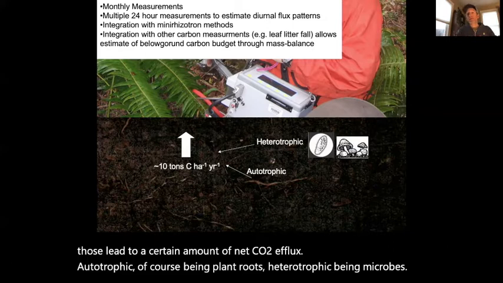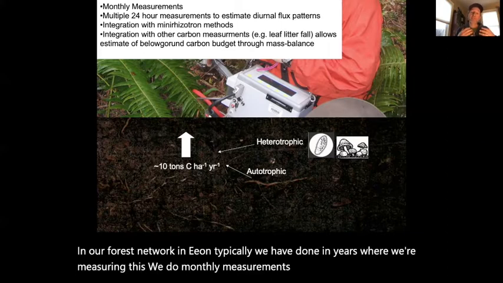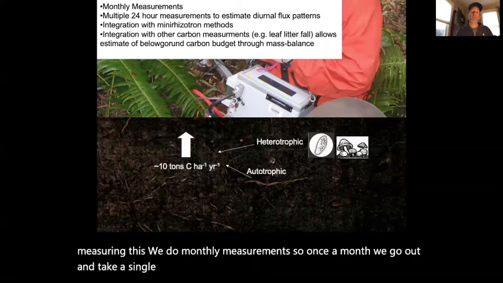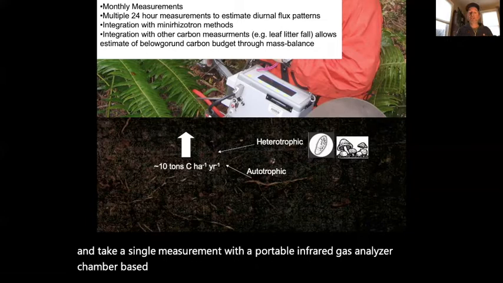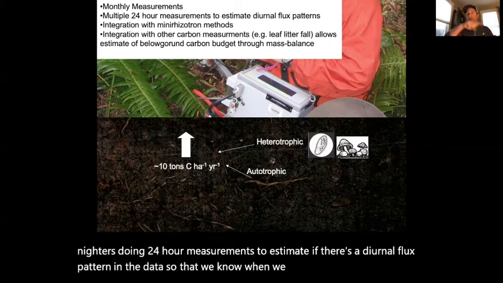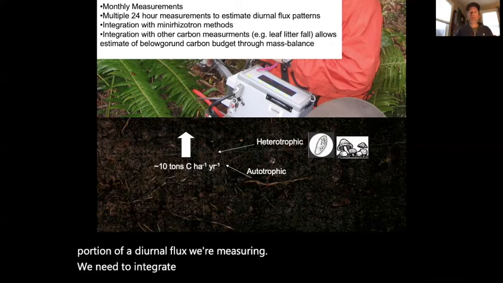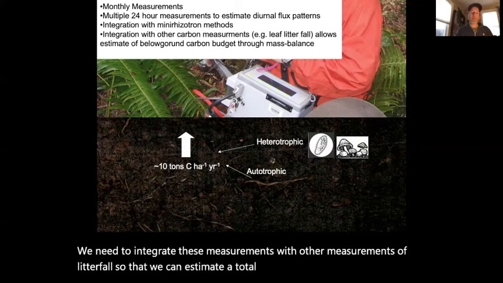In our forest network in NEON, typically in years where we're measuring this, we do monthly measurements. So once a month we go out and take a single measurement with a portable infrared gas analyzer, a chamber-based approach. We have to occasionally go out and pull all-nighters doing 24-hour measurements to estimate if there's a diurnal flux pattern in the data, so that we know when we measure during the day what portion of a diurnal flux we're measuring. We need to integrate these measurements with other measurements of litter fall so that we can estimate a total below ground carbon budget.